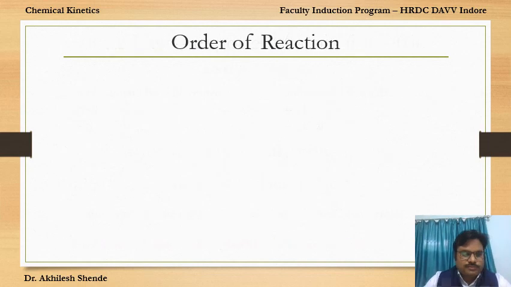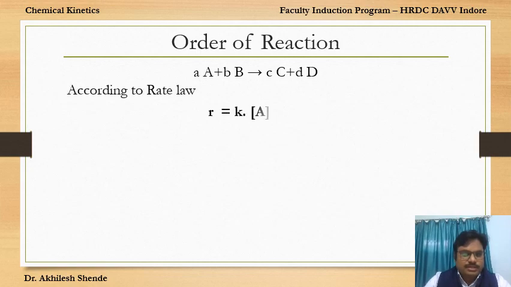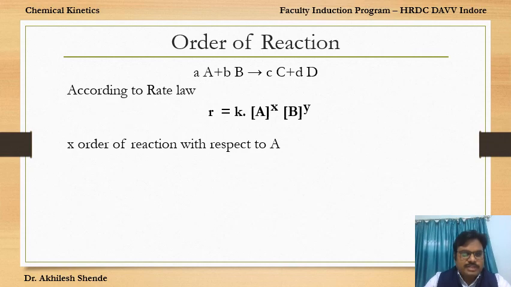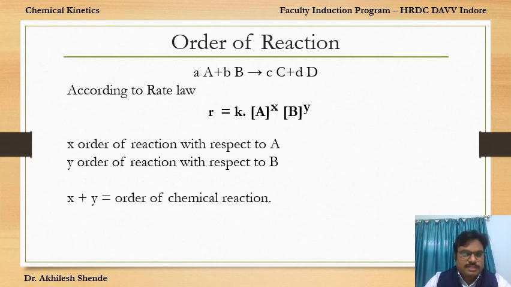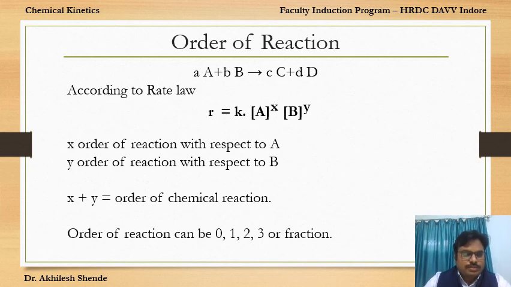Now, let's talk about order of reaction. This is one example reaction which we have used in this lecture and the previous lecture. According to rate law, rate is equal to K concentration of A to the power of x and concentration of B to the power of y, where x is the order of reaction with respect to A and y is the order of reaction with respect to B, and x plus y is equal to the order of the chemical reaction. Order of reaction can be 0, 1, 2, 3 or fractional. We will discuss the order of reaction in more detail in an upcoming lecture.